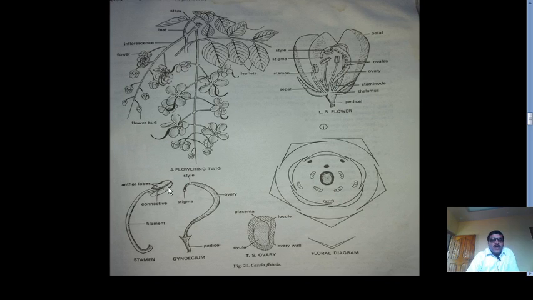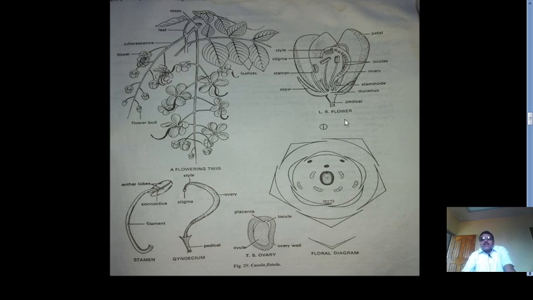This is the anther lobes. This is the attachment of the filament. This is the connective where the stamen is attached. Ovary is unilocular. Placenta is present. This is the ovary wall. This is an ovule.